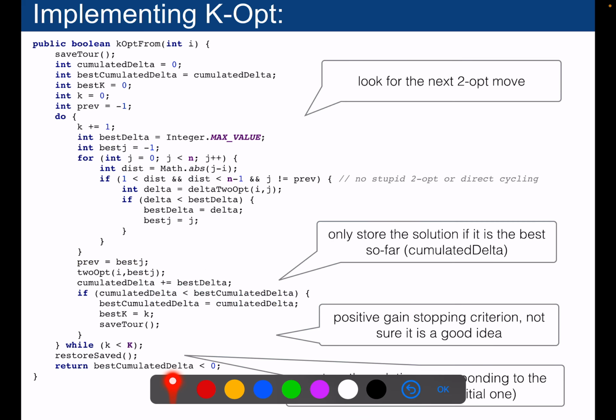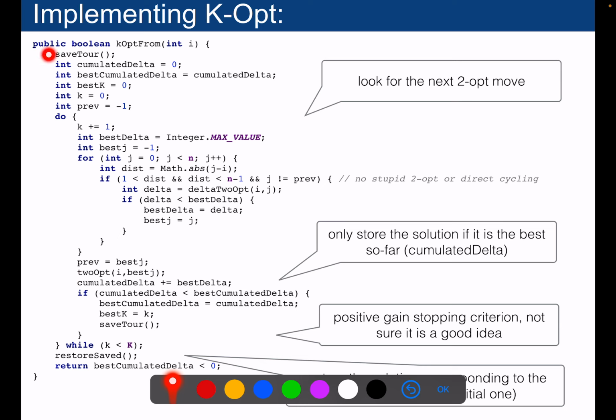And 1 k-opt move, that's the implementation of 1 k-opt move. It will make use, and that's not surprising, of the 2-opt move as well, right? So we need to apply the k-opt move from i.